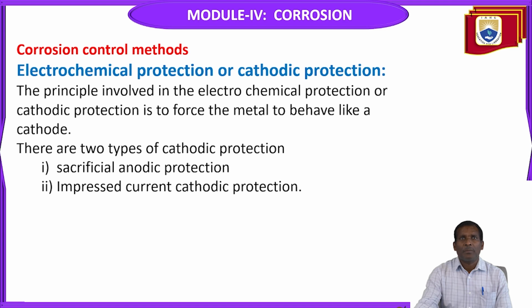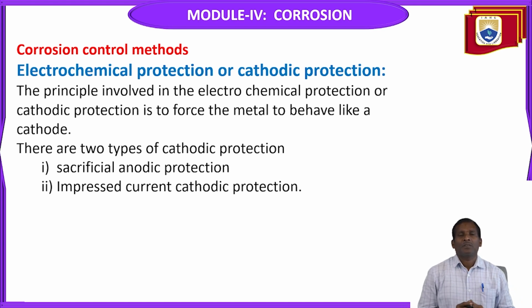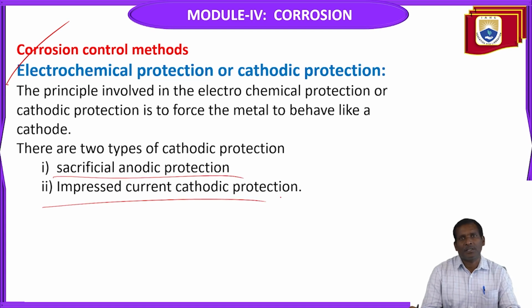Next, corrosion control methods. Electrochemical protection, or cathodic protection. The principle involved in electrochemical or cathodic protection is to force the metal to behave like a cathode. So, the question is, explain corrosion control methods. There are two types of cathodic protection: one is sacrificial anodic protection, and the other is impressed current cathodic protection.